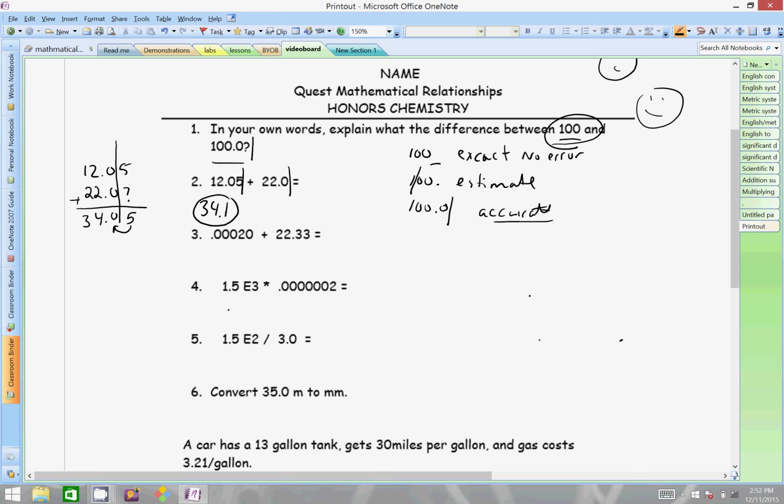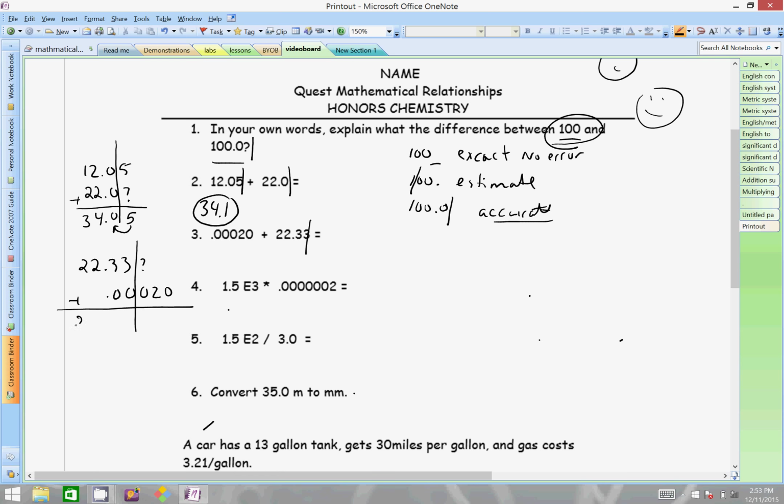Number 3, we get 22.33 plus 0.00020, and draw a line down here. This is where this guy loses accuracy. So something plus nothing is something. We don't know what that is, so that's why my rounding line is there.